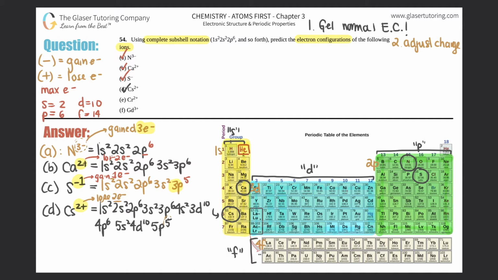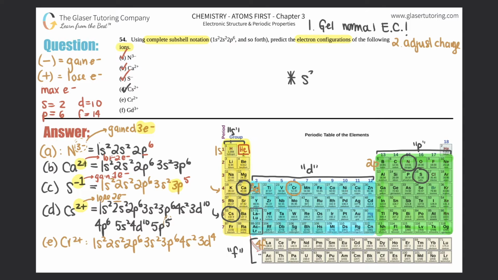Next, E, Cr2+. Chromium is right here. So, still got to go from number 1 all the way to number 24. So, 1s2, 2s2, 2p6, 3s2, 3p6. Now we're down over here. So, 4s2, 3d4.